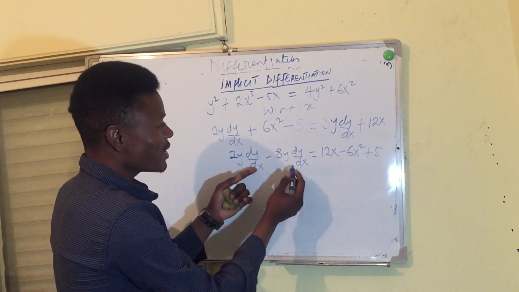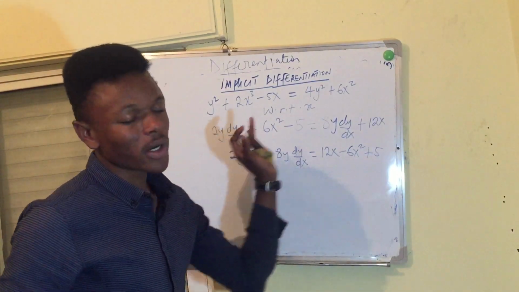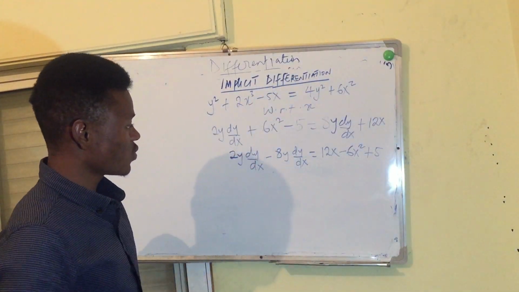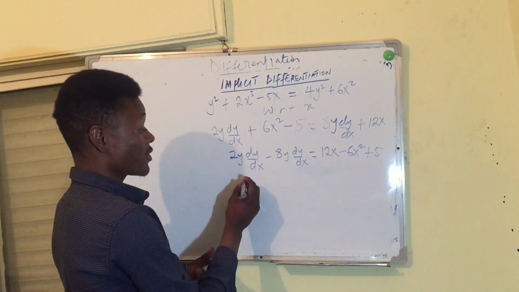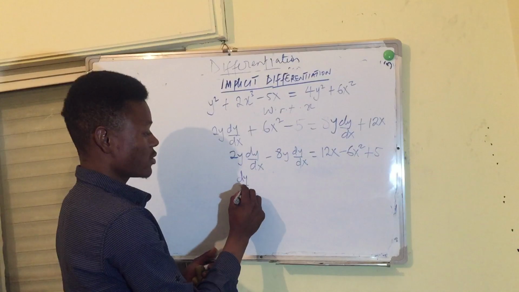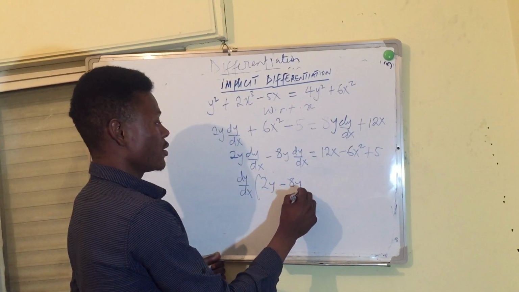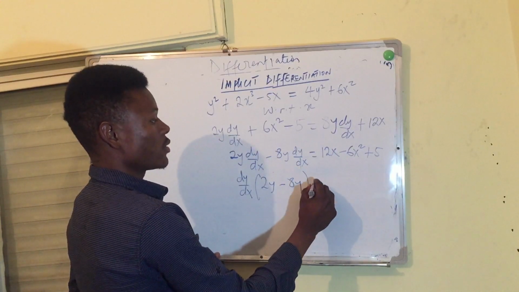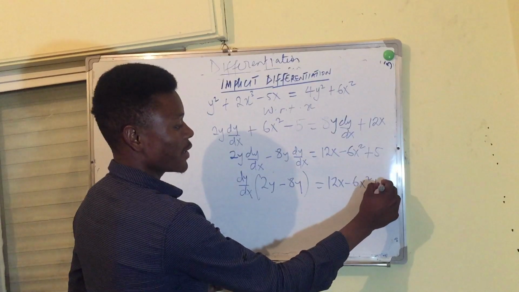So from here muna da dy. Dama duk masu dy za ka aje su wuri guda. Sauran ka maida su other side. So saboda nan kowa na da dy za mu iya factoring in dy dx waje. Daga ciki muna da 2y minus what? 8y, right? This is something as 12x minus 6x square plus 5.